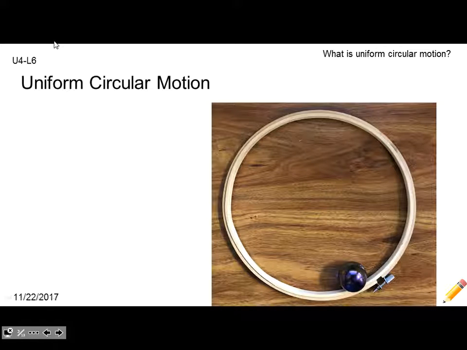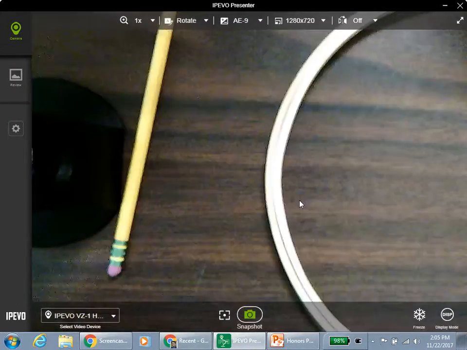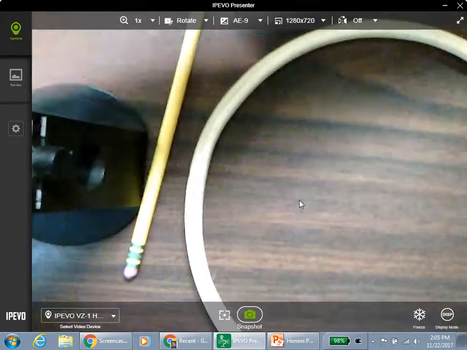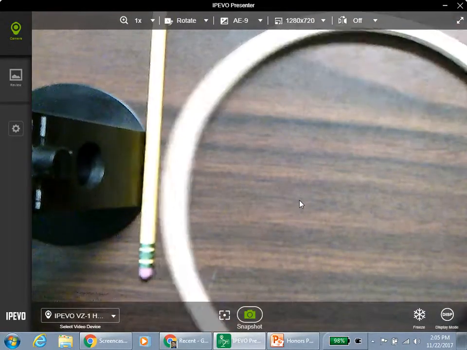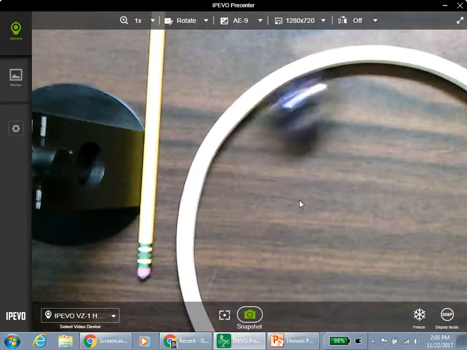So I'm going to start off with my uniform circular motion demonstration. I have a hoop here, which I guess you would use to do needlepoint. It's for embroidering. I'm going to use it for physics. I have this marble here, and I'll use my video camera so everyone in the class can see what I'm doing. Okay, so again, here is my hoop, and I'm just taking the marble and making it move around the hoop. Put this higher up.